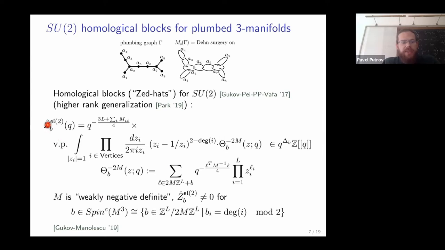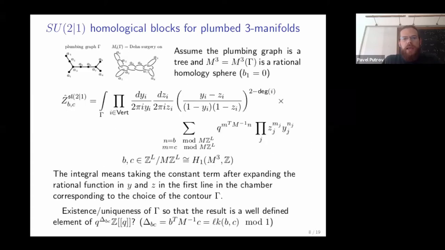Also, let me note that these Z-hats in general have labels. So it's not a single Q-series, it's a family of Q-series. In the brane picture, they're associated to some choices of boundary conditions. As was clarified in the paper by Gukov and Manolescu, they are more naturally labeled by the set of spin-C structures on the three manifolds, which can be identified with elements of the cokernel of 2M, subject to a certain parity condition. In any case, this was a brief review.